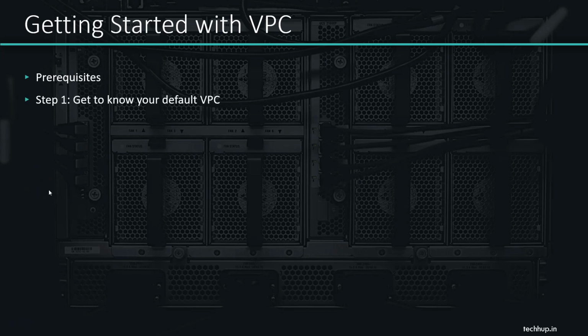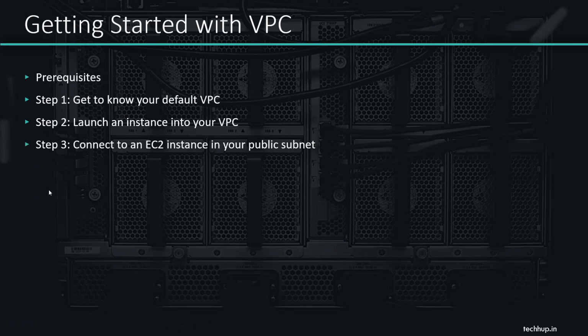Once you are done setting up your account, we will log into it via the AWS Management Console and explore the default VPC. Then we'll launch an instance into your VPC and connect over SSH into this EC2 instance, which is deployed in your public subnet. We will also deploy an Apache HTTP server onto this EC2 instance with a test web page, and try to access this web page from the public internet in order to demonstrate the flow of traffic from the public internet into this public subnet within the default VPC.